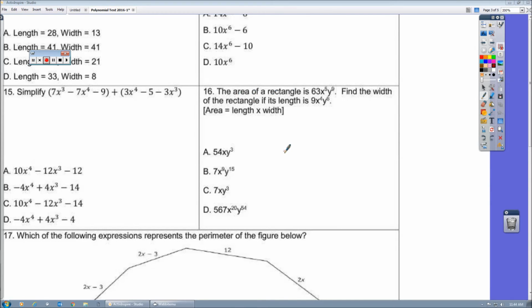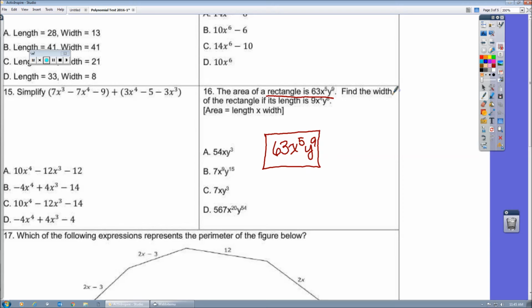Number 16, the area of a rectangle. We're going to draw a rectangle here. The area of a rectangle is 63x to the 5th, y to the 9th. I'm going to place that 63x to the 5th, y to the 9th on the inside since we're talking about area.